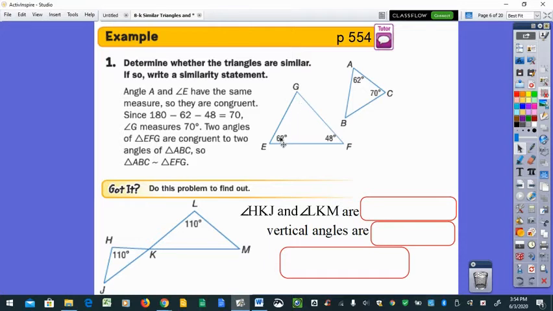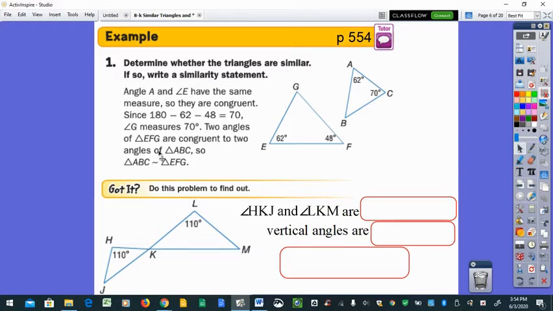Hey, listen, we got a 62. Yep. We've got a 70. Yep. And then this missing angle, if we add those two and subtract from 180, must be 48. So the two triangles have all those angles that match up. So they are similar. We only need two, but we have a 62 and a 62, and we have a 70 in G and a 70 there. The two triangles are similar.